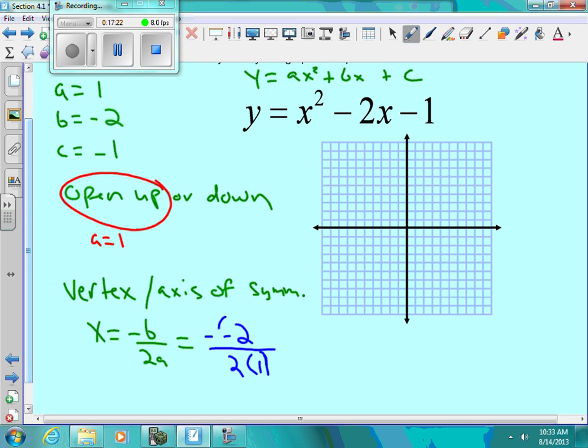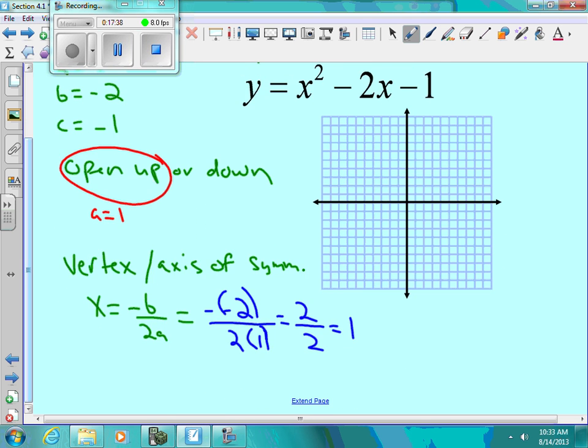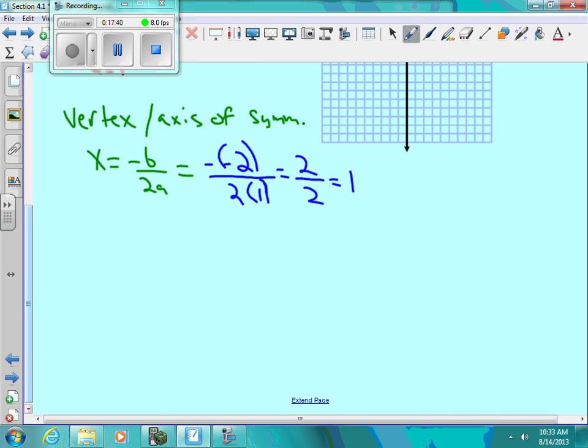So I like to put these in parentheses when I plug in. And now we simplify it. Minus a -2 is +2. 2 times 1 is 2. 2 divided by 2 is 1. So I've got a couple things here. One, I've got the x-coordinate for my vertex. It's 1. And I have my axis of symmetry, which is x equals 1.